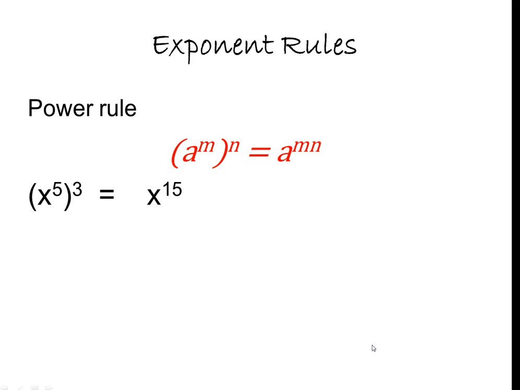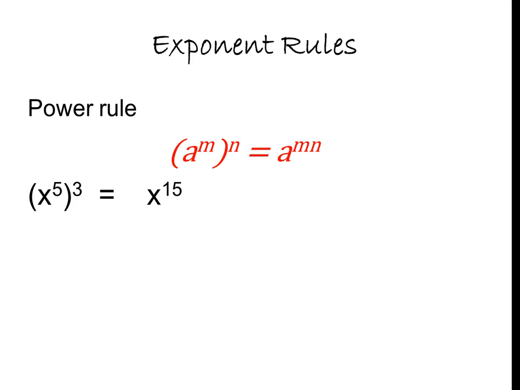All right. Now, instead of adding the exponents, we're going to multiply them. Well, this time, we're not multiplying x to the 5th times x to the 3rd. What we're doing is taking x to the 5th and raising it to the power of 3.